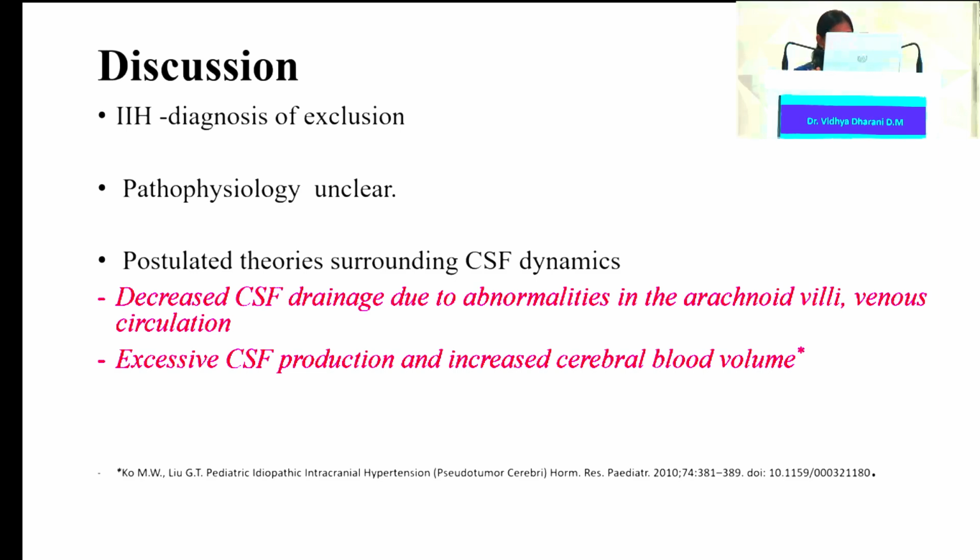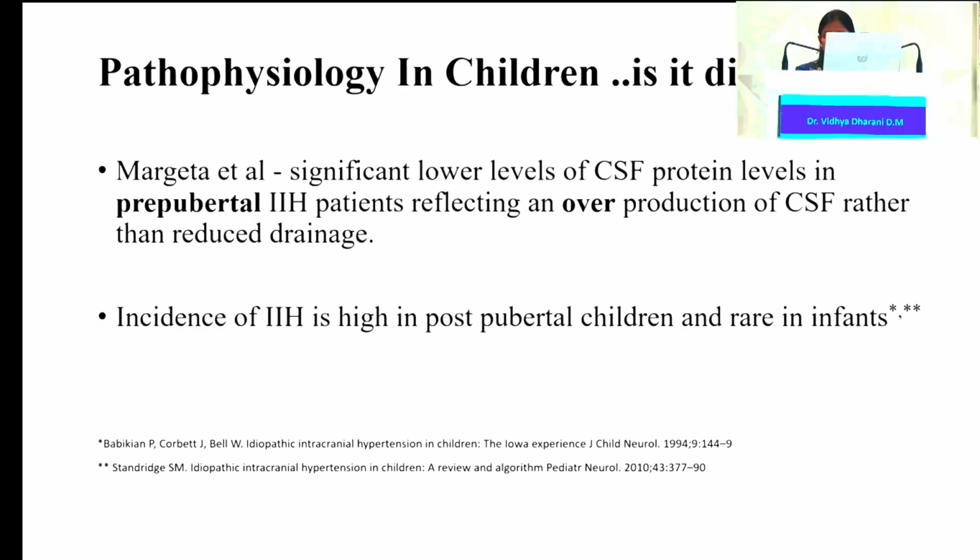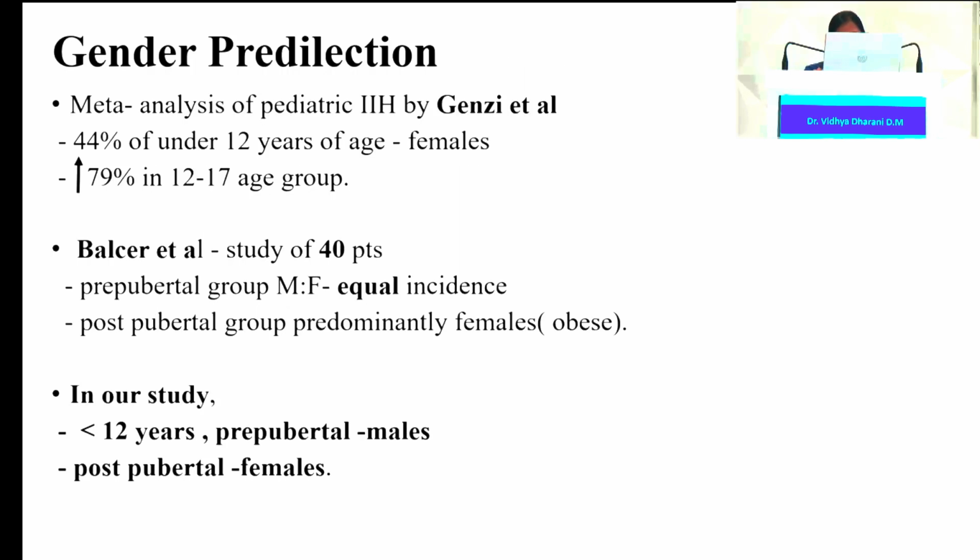Its pathophysiology is unclear. The theories surrounding CSF dynamics either include decreased CSF drainage or excessive CSF production. So is the pathophysiology in children different? Well, Margaret et al. demonstrated lower levels of CSF protein in prepubertal children, reflecting overproduction of CSF rather than a reduced drainage. What about the gender predilection? Various studies by Genzi et al. and Balser said that in the prepubertal group, there was no significant difference.